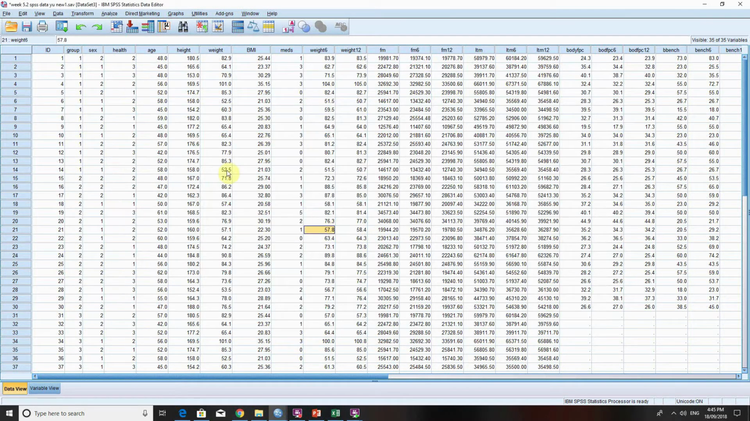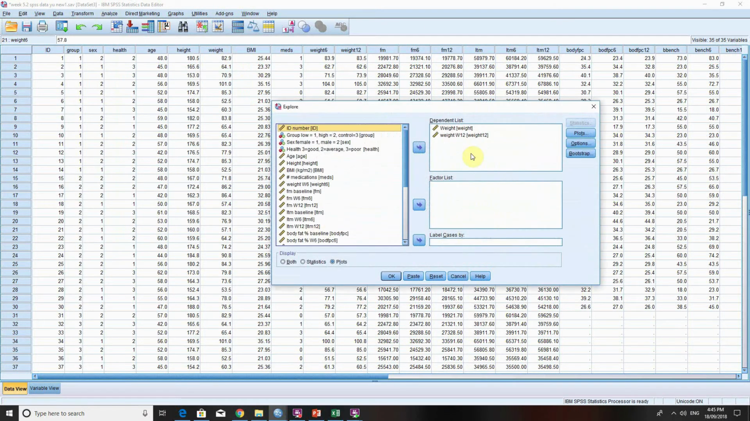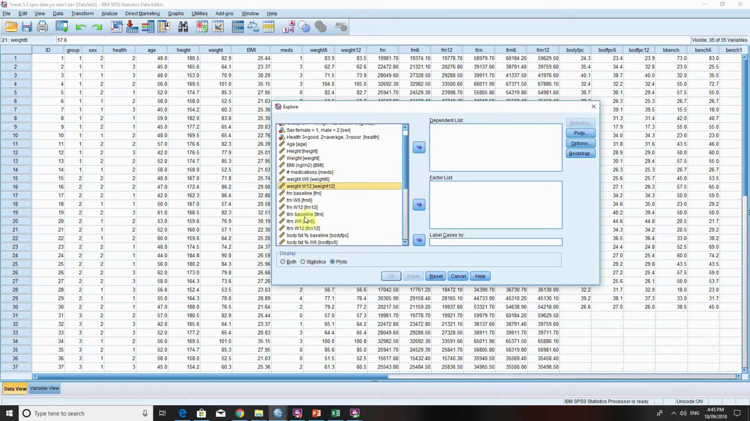So let's do another one. Let's look at lean tissue mass. So we'll do the normality again, but we're not splitting it this time. Last time we had to split our lean tissue mass because we were looking at it by gender. So let's look at lean tissue mass baseline and lean tissue mass at week 12.